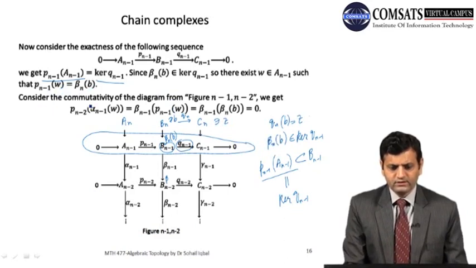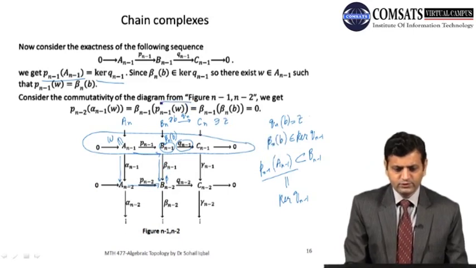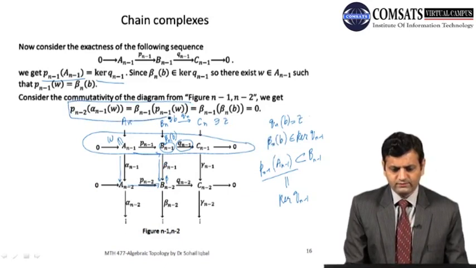Now consider the commutativity of the diagram shown in the following figure. We start from w, an element in An minus 1. When we apply αn minus 1 and then Pn minus 2, or apply Pn minus 1 first and then apply βn minus 1, I should get the same answer. That portion is using the commutativity of the diagram.